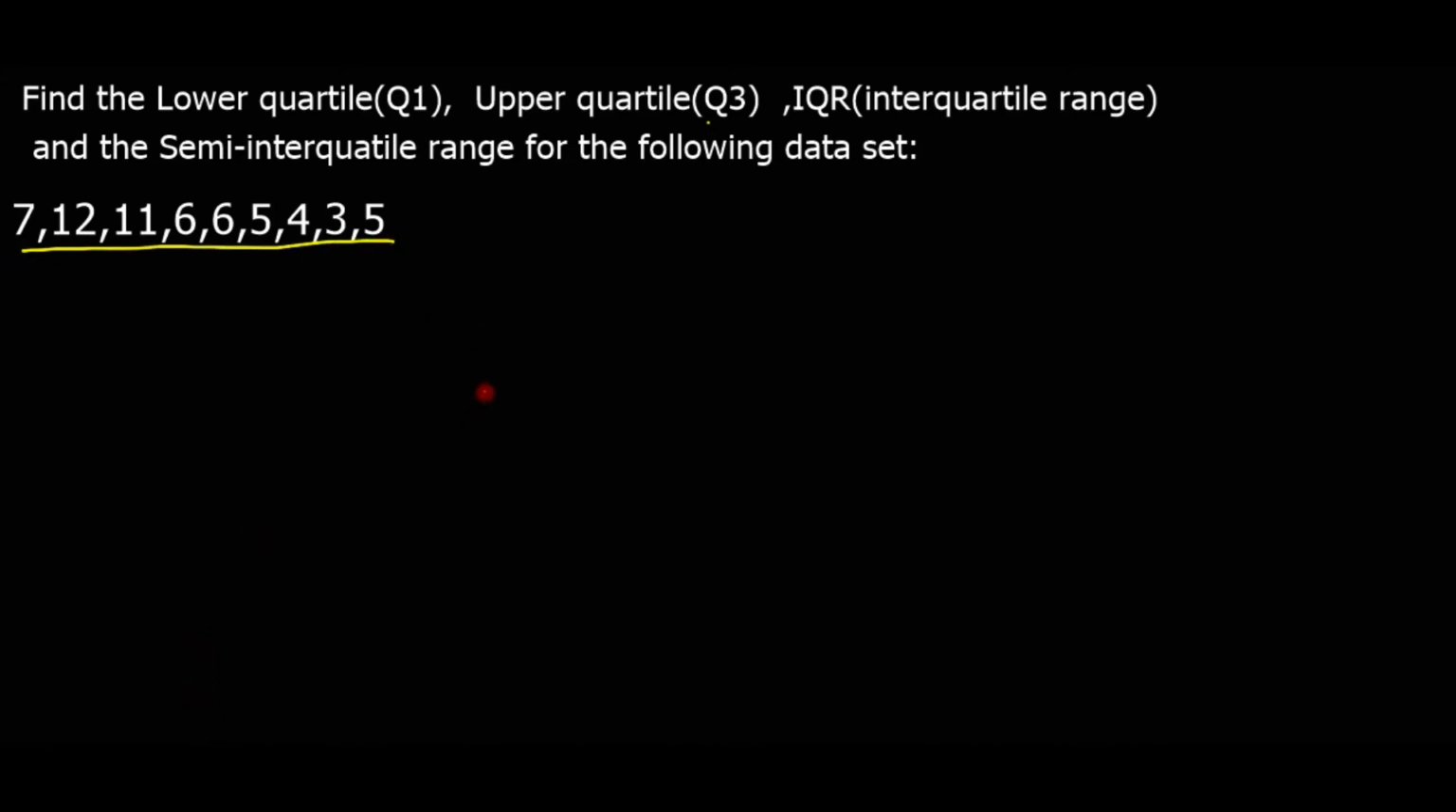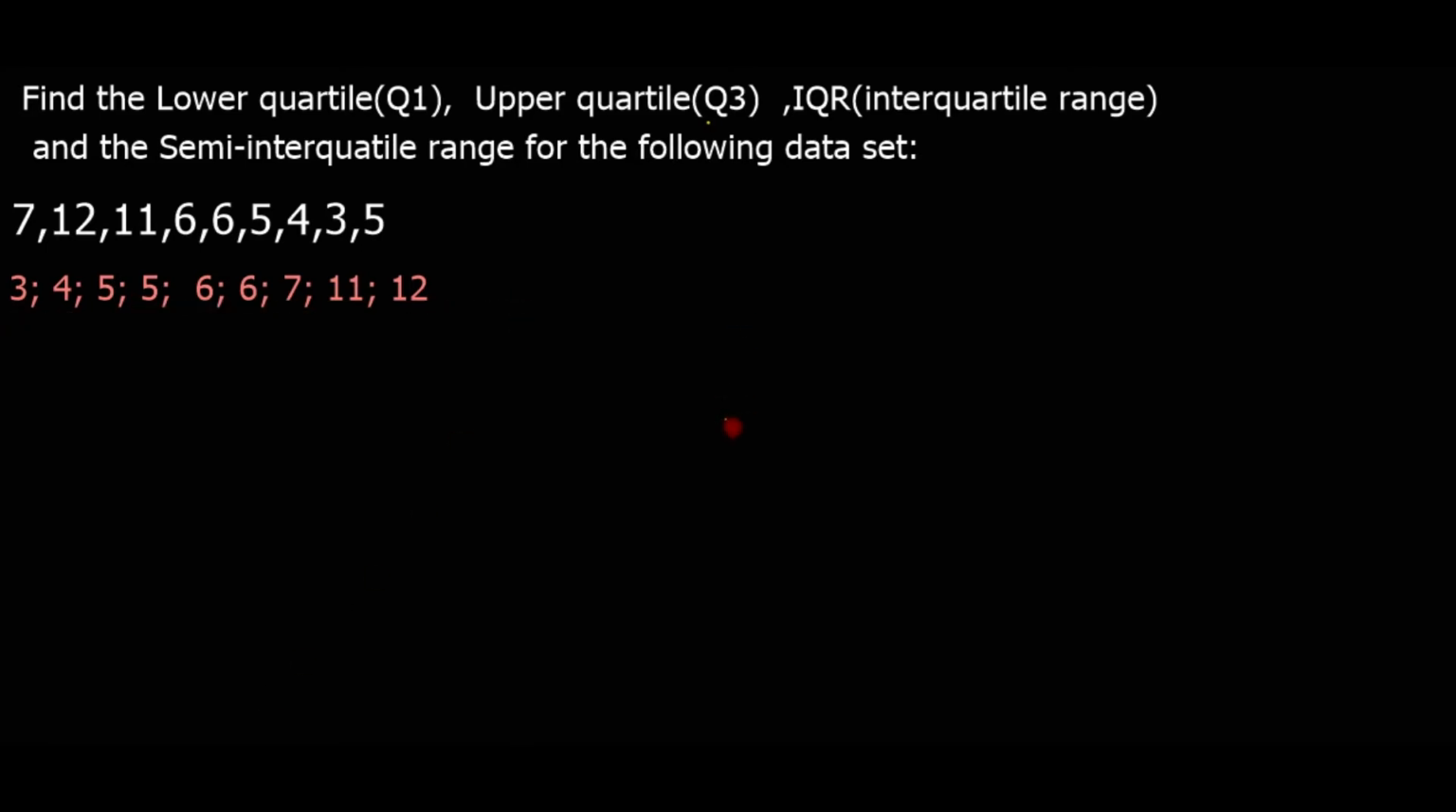Always, if a question asks you to find the lower quartile, upper quartile, interquartile range, or even the median, the first thing is to make sure your data is in ascending order, meaning you start from the smallest and go to the biggest. So the first thing, we arrange this data in ascending order, and we get something like this.